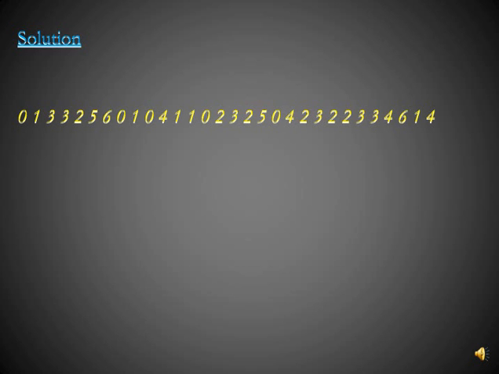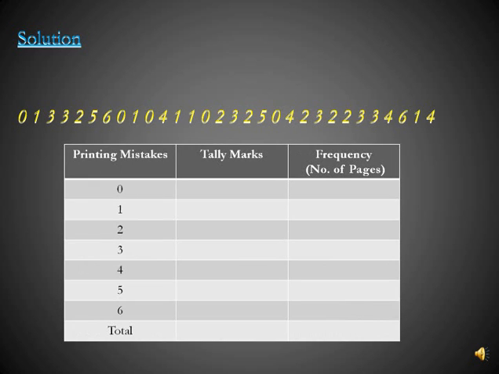So we will prepare a table with 3 columns in it. The first column will be of printing mistakes, in which printing mistakes are written down from 0 to 6. Then the second column will be of tally marks and the third column will be of frequency. First we will fill our second column, that is of tally marks.